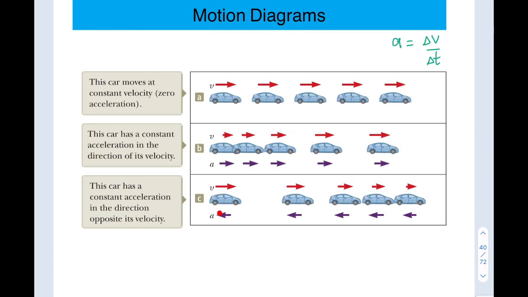Then for C, this car has a constant acceleration, but opposite to the direction of the car's velocity. How do we know from the motion diagram? If you refer here, the distance from one position to another is getting shorter, and the length of the arrow representing the vector of V is also getting shorter and shorter. It means that the car is now slowing down or decelerating. That is the meaning of opposite in its direction.